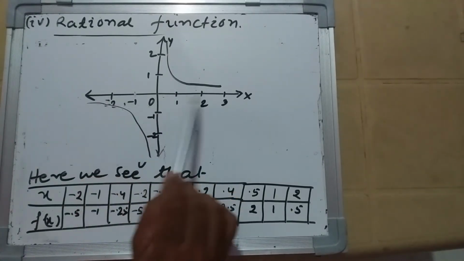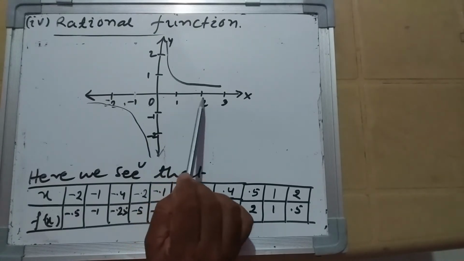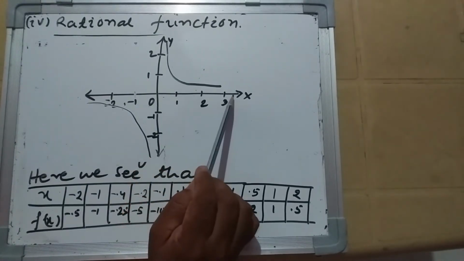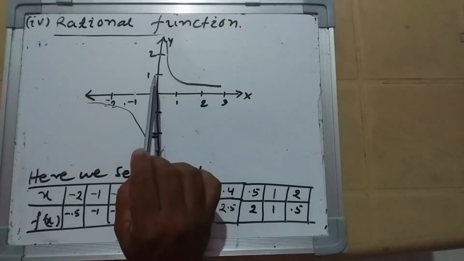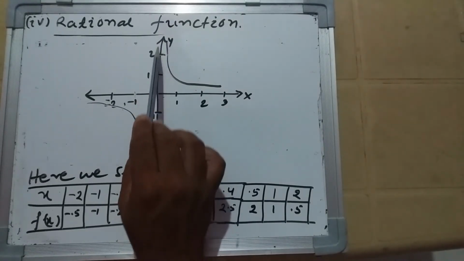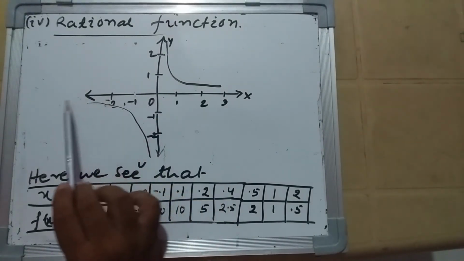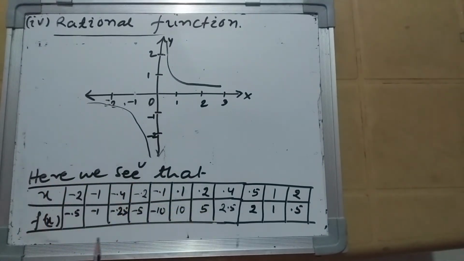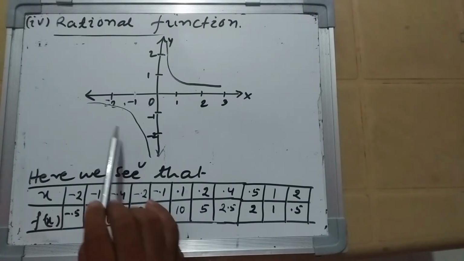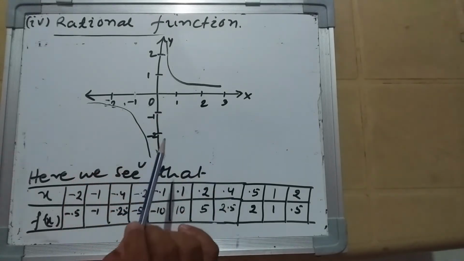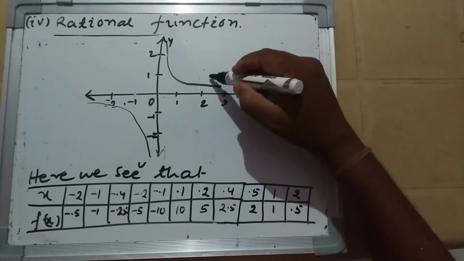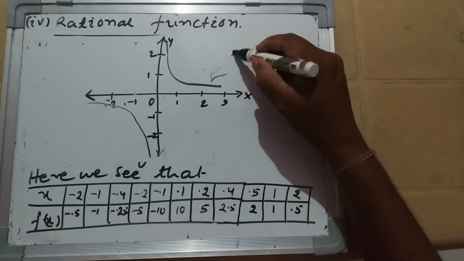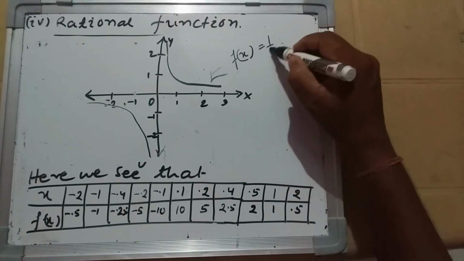My x-axis, y-axis: 1, 2, 3 to the right of the x-axis and 1, 2 upward along the y-axis; minus 1, minus 2 towards the left of the x-axis and minus 1, minus 2 downward. Using the points 0.1, 0.2, 0.4, minus 0.1, minus 0.2, minus 0.4, minus 1, minus 2, I draw my graph. This is my rational function, f of x equal to 1 by x.